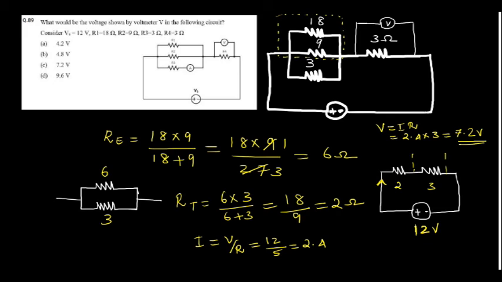What would be the voltage shown by the voltmeter V in the circuit? So here across this resistor, what is the drop? For that, first you will find the equivalent resistance. Then you will find the total current flowing through this circuit. Once you know the total current, 3 multiplied by total current will give you the voltage drop across the resistor. It is 7.2 volt.